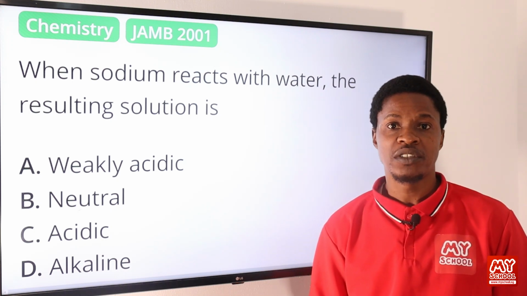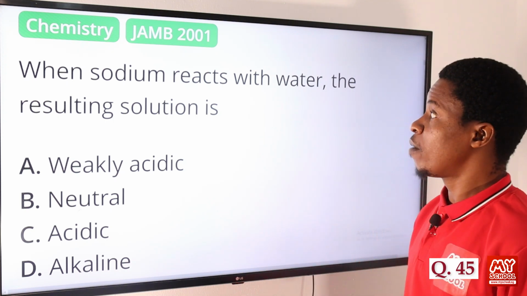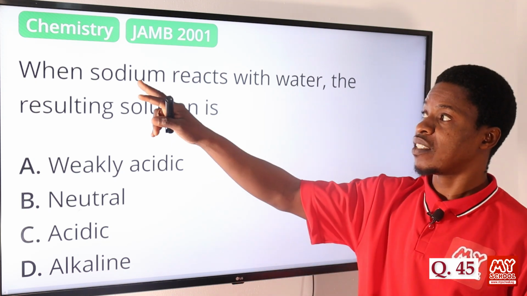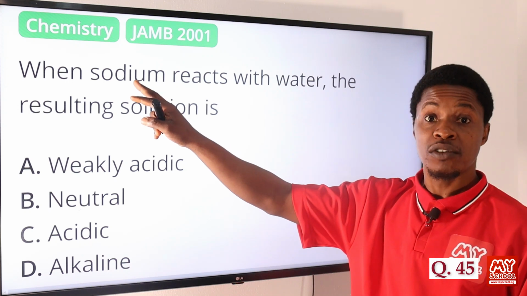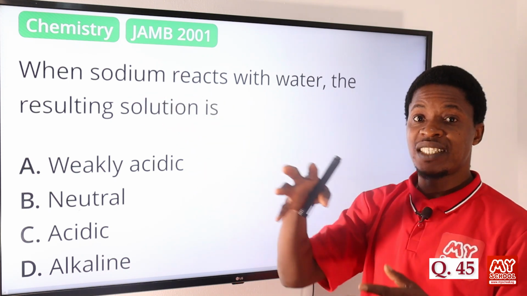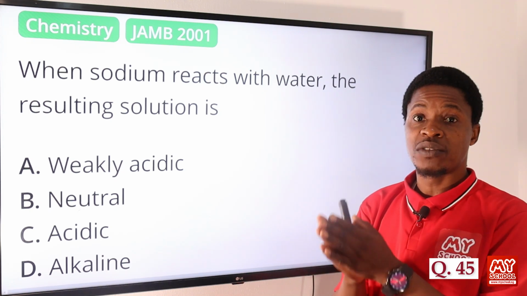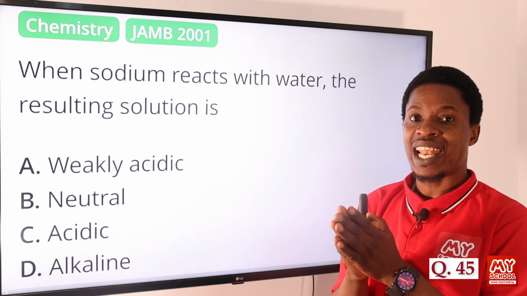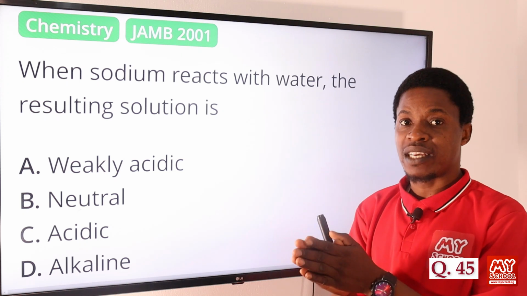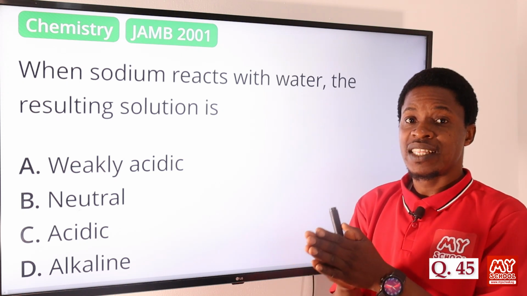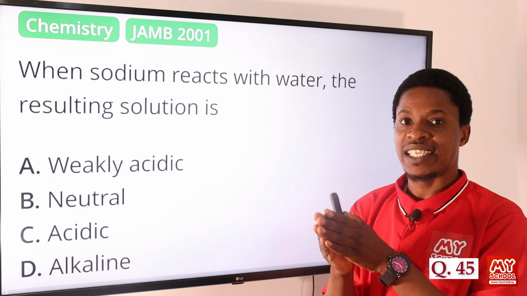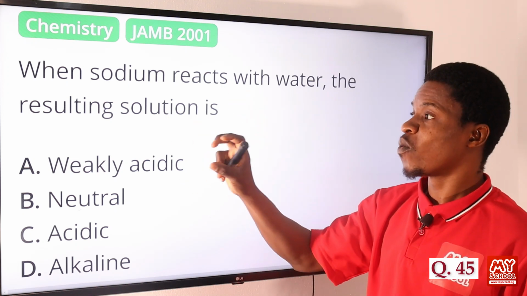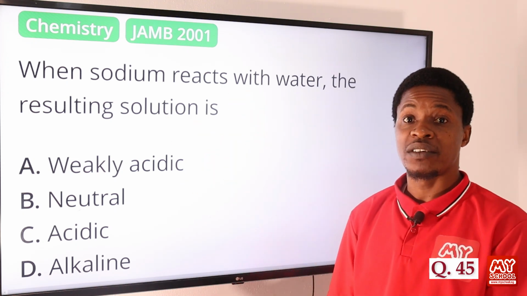Now let's go to question number 45. When sodium reacts with water, the resulting solution is what? Don't forget that sodium is actually a metal, a group 1 element. And usually when metals react with water, they form alkaline. So that is why group 1 elements are referred to as alkali metals. And group 2 elements are referred to as alkaline earth metals. But this is sodium reacting with water here to form an alkaline, which is sodium hydroxide and hydrogen gas.